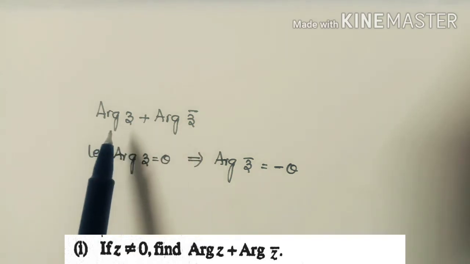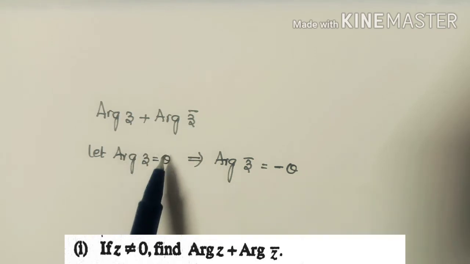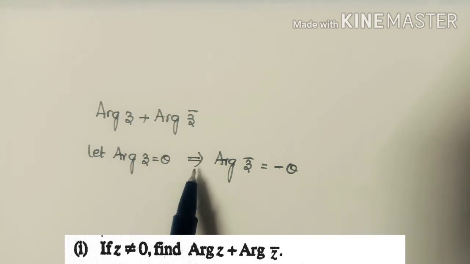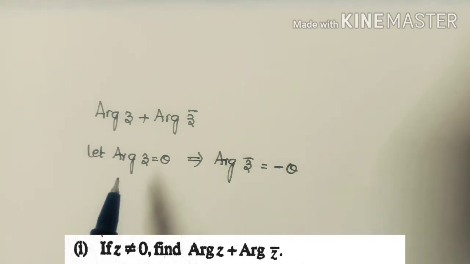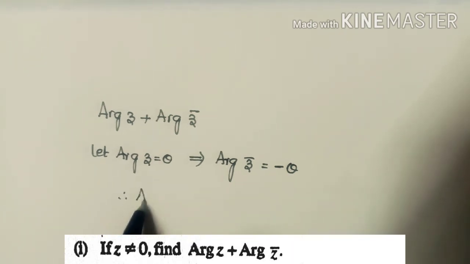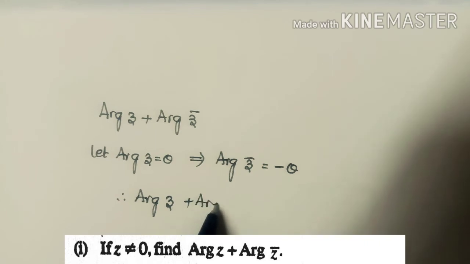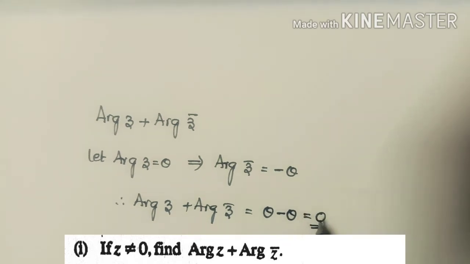Next problem, if z not equals to 0, then find arg z plus arg z bar. So we want to find the value of arg z plus arg z bar. First we take that arg z is equals to theta. Then arg z bar is equals to minus theta. This is the formula. So arg z is equals to theta means arg z bar is equals to minus theta. Therefore we want the value of arg z plus arg z bar, and this equals arg z value theta plus arg z bar value minus theta. Theta minus theta is equals to 0.